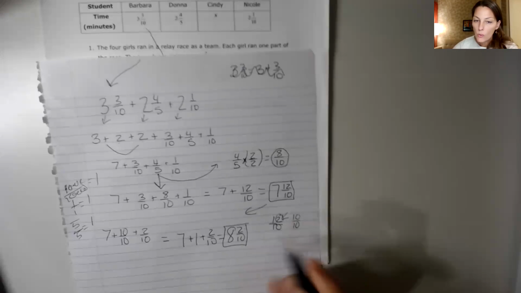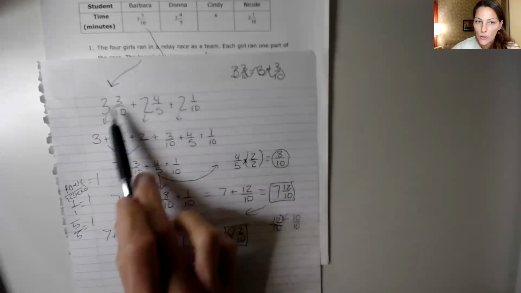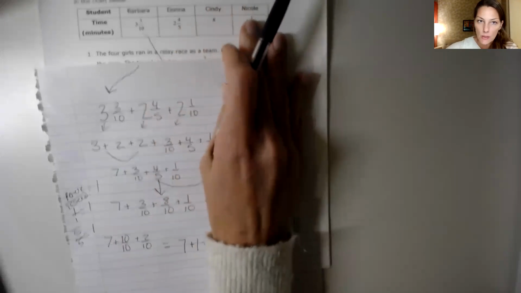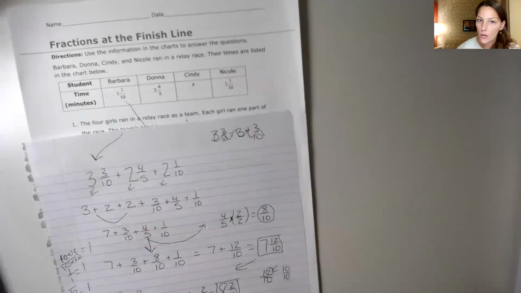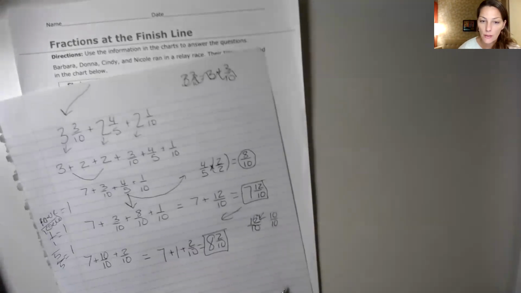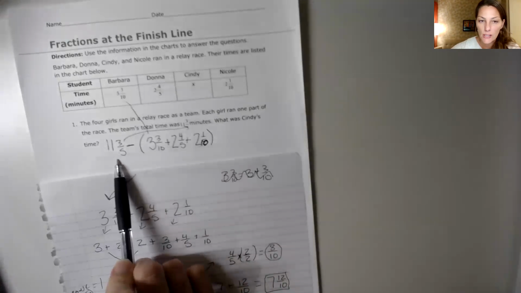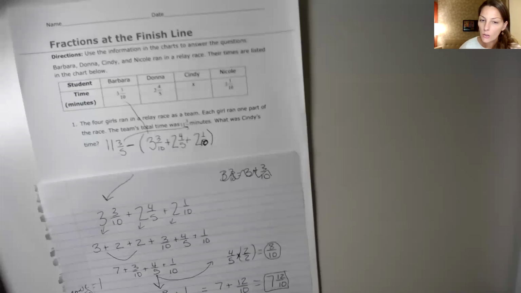So what we did is we solved what all of those times added together equal. Let me go back and show you. This plus this equals the 8 and 2 tenths that we found, okay? But we're not done, because remember we had to take this 11 3/5 and subtract all of what that equaled. So then you're going to do that.